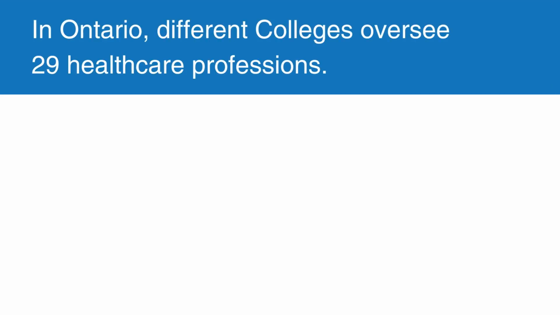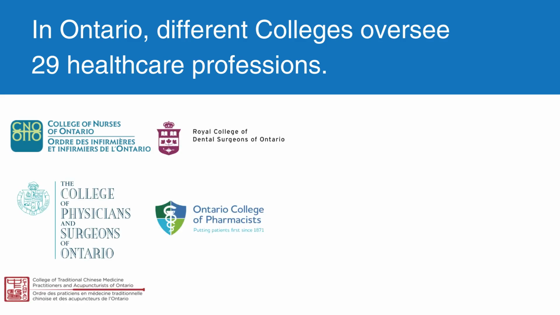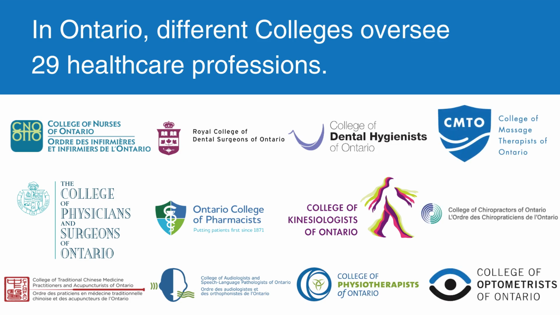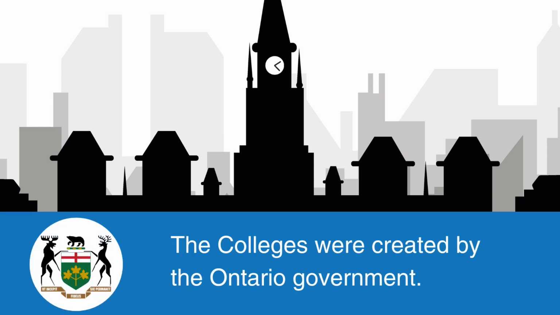outside of Canada. In Ontario, different colleges oversee 29 healthcare professions. For example, there is a College of Nurses and there is a College of Physiotherapists. Each college or regulator has similar responsibilities. The colleges were created by the Ontario government, and their authority comes from provincial legislation. In our case, that includes the Regulated Health Professions Act and the Occupational Therapy Act.